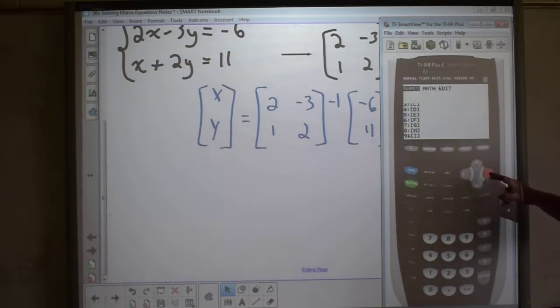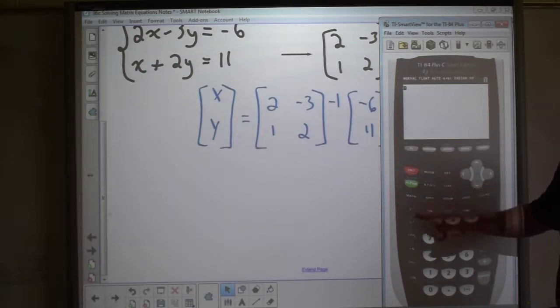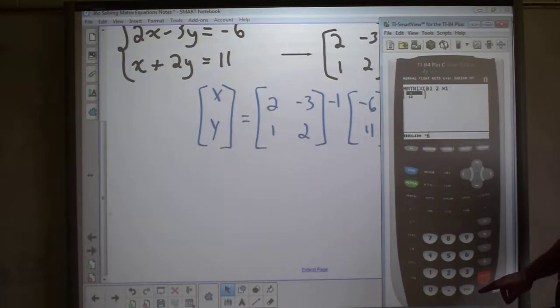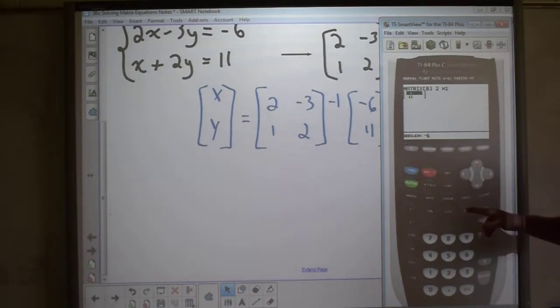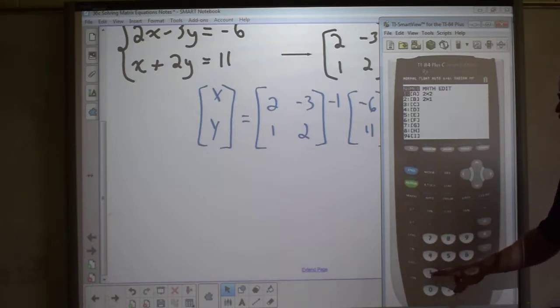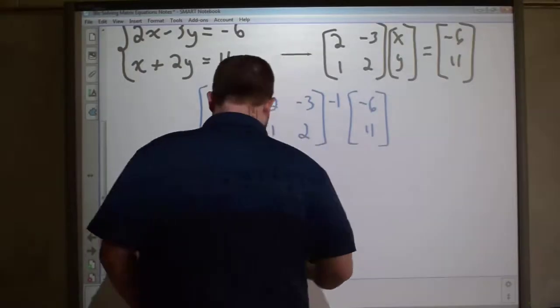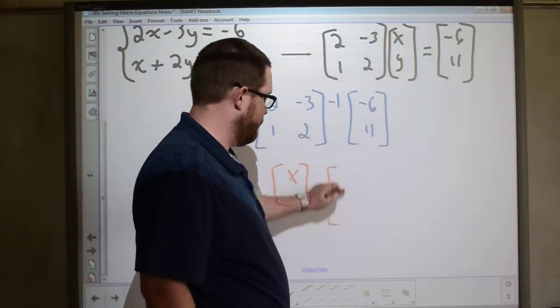Second matrix, let's go to edit. It's already a 2 by 2, thankfully. So 2, -3, 1, and 2. Second matrix, edit B. It's also a 2 by 1, which is good. So -6 and 11. And I want to do matrix A inverse times matrix B. And I get 3, 4. So I get x, y, the matrix I didn't know, equals 3, 4.